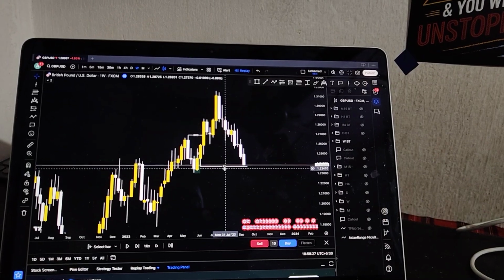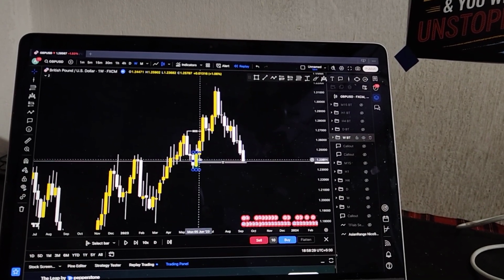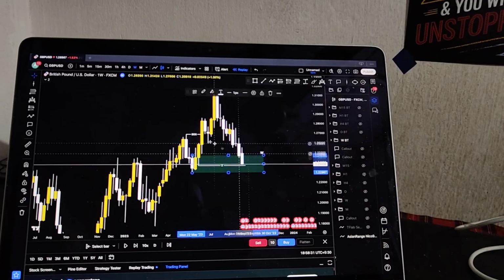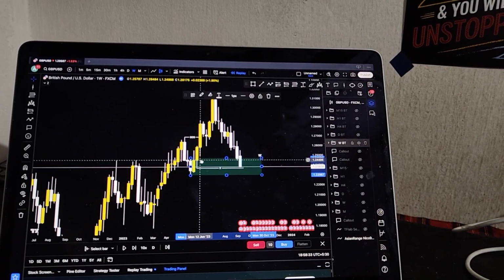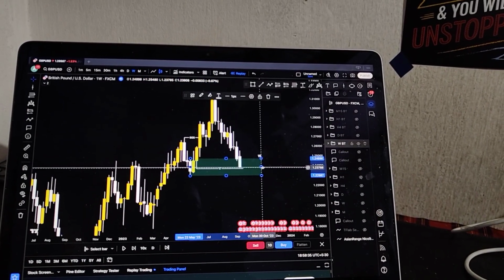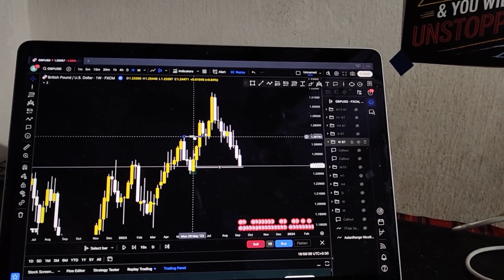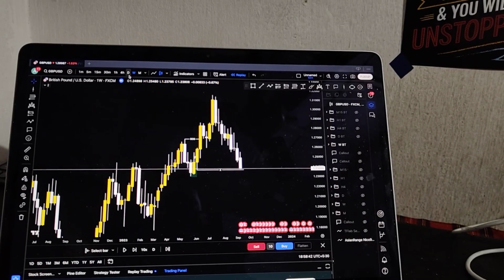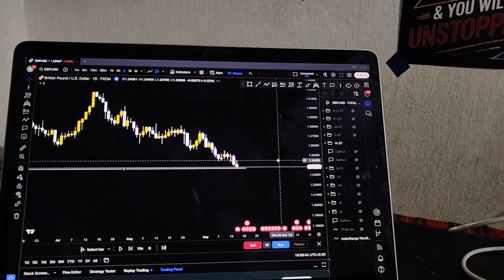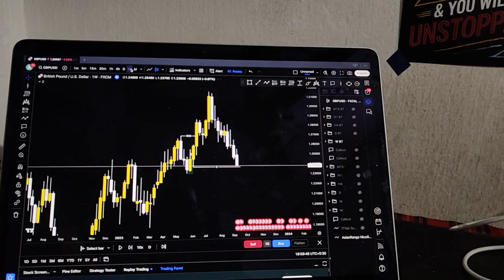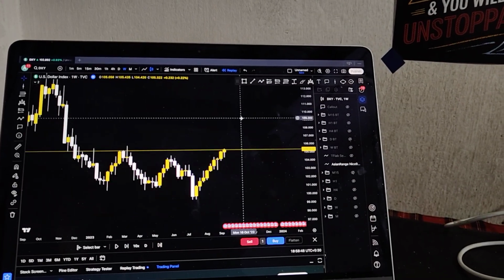That means this liquidity here got swept, and there was also a weekly demand zone right here. This demand zone was valid because of this break of structure, meaning a strong demand zone due to the break of structure which it caused when it was bullish, right? So now I go to DXY to confirm my bias.